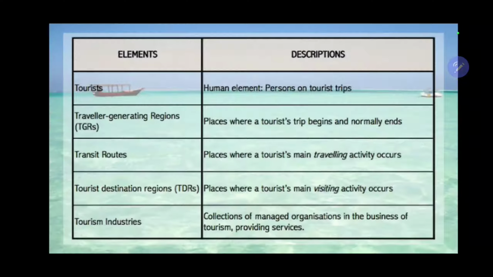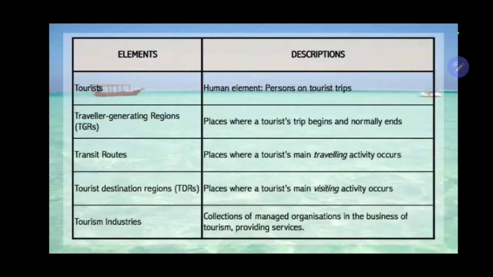Now, let us break down all these elements with a brief description just to summarize all of what we have discussed, right? Now, the tourist is a human element, and this is a person who travels, right? So the tourist, and remember, for you to be considered as a tourist, you have to spend more than 24 hours and less than one consecutive year, whether you're traveling for attraction, relaxation, business, health reasons, or other purposes.